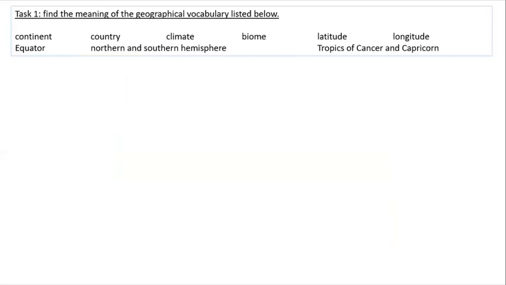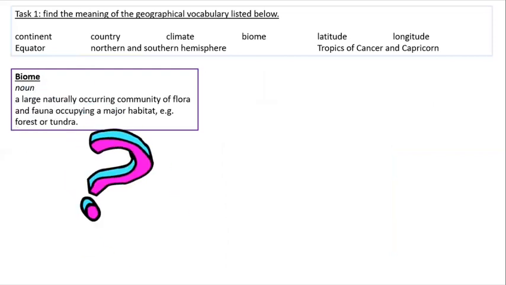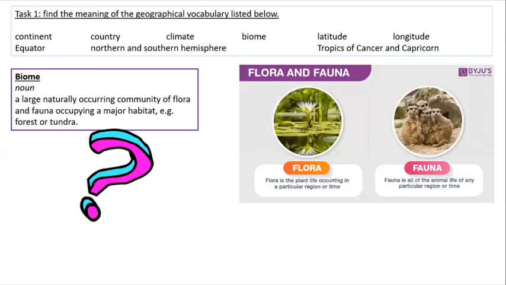Okay, so then we come on to this word biome, which is a funny word. It's a noun. We haven't heard the word biome before, and it means a large naturally occurring community of flora and fauna occupying a major habitat, for example, a forest or a tundra. So you're probably thinking again, Miss, what on earth does that mean? So let's break that down a little bit.